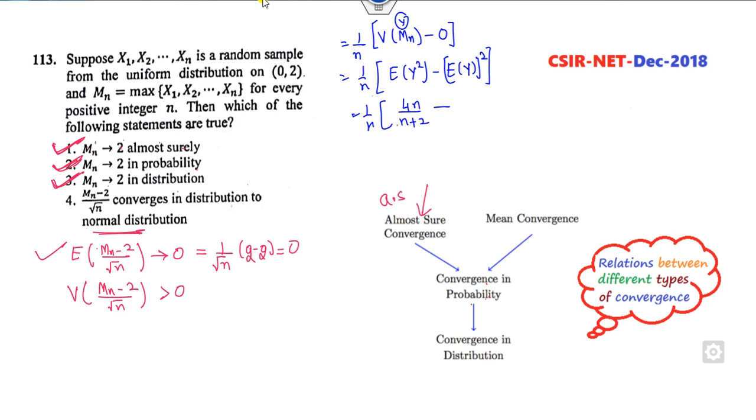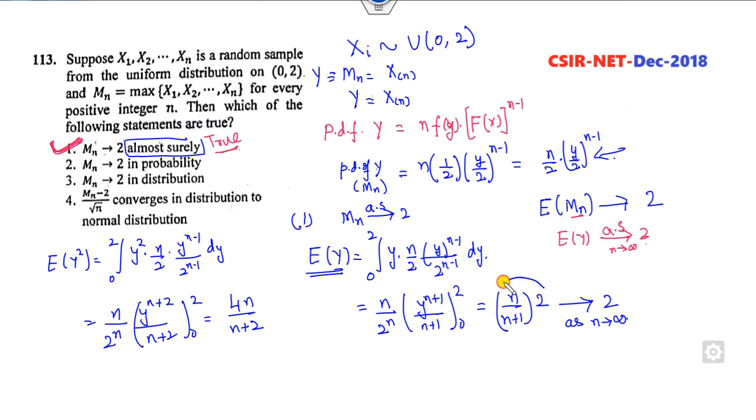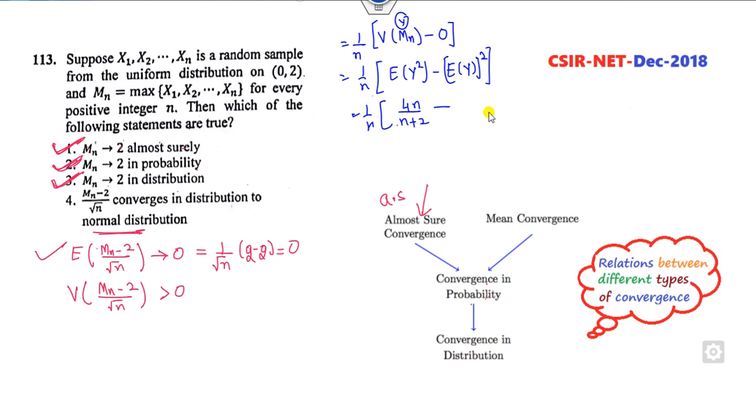What is the expected value of Y? This is 2n over n plus 1, so its square is 4n square over n plus 1 whole square. Now as n approaches infinity, because these are both of order n, this part goes to a constant, so the difference goes to 0. But we need the variance to be greater than 0, which it is not, so this option is cancelled out. So the right answer is: A, B, C are the correct answers of this problem.